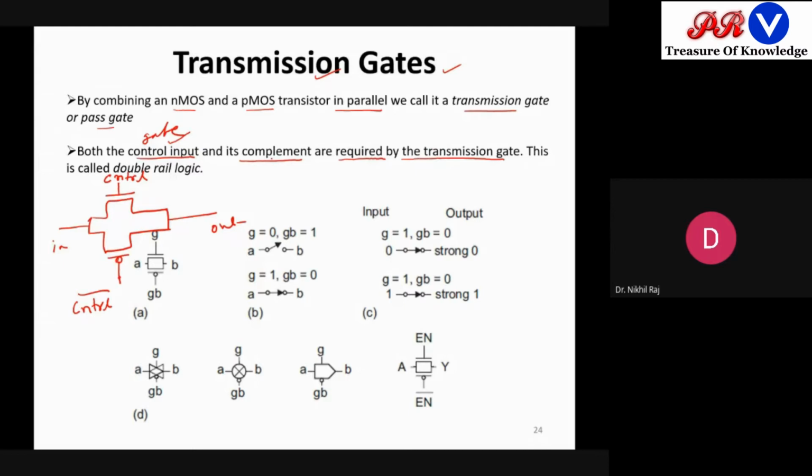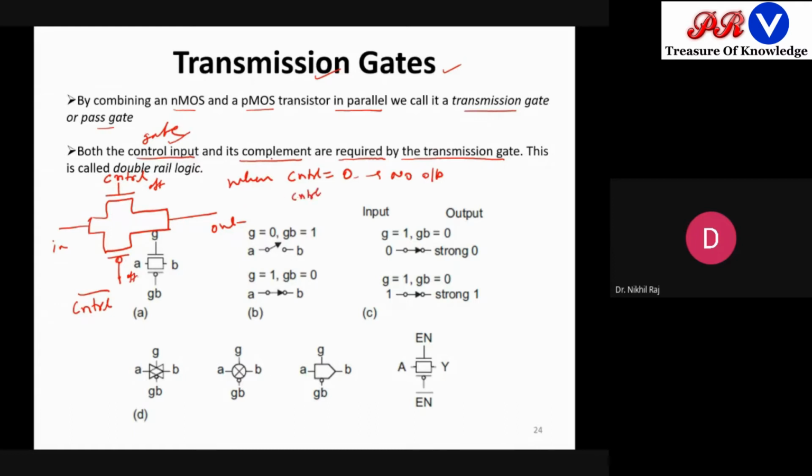Okay. So what will happen when CNTRL is equal to 0? What will happen when it is 0? This NMOS is off, and since it is 1, again this is off. So no output will come here, because the switch is off.